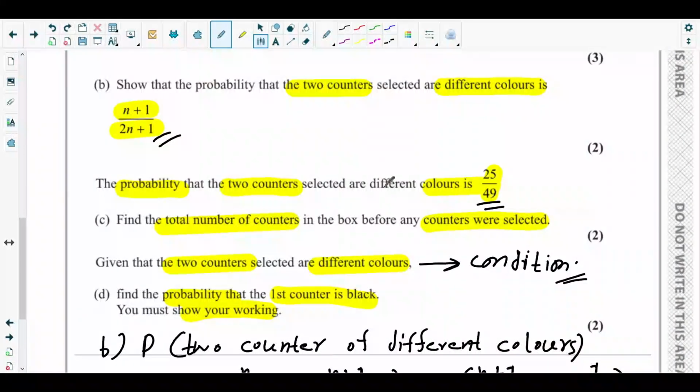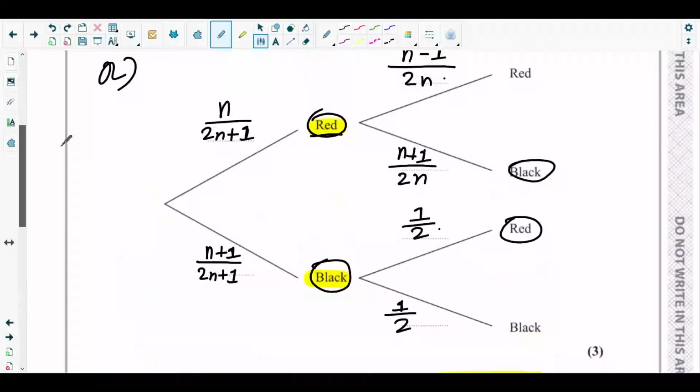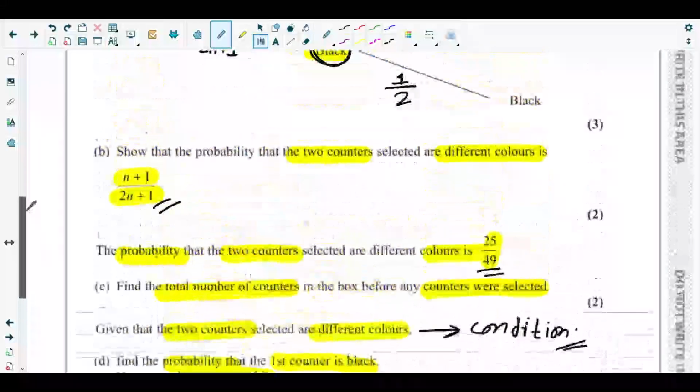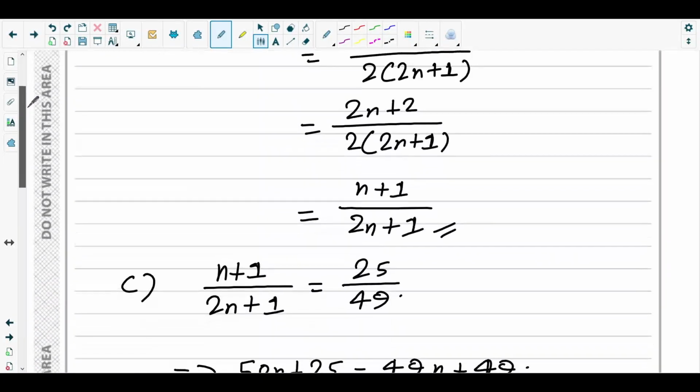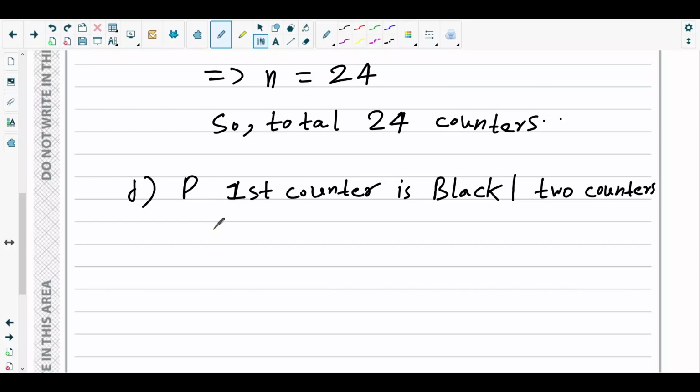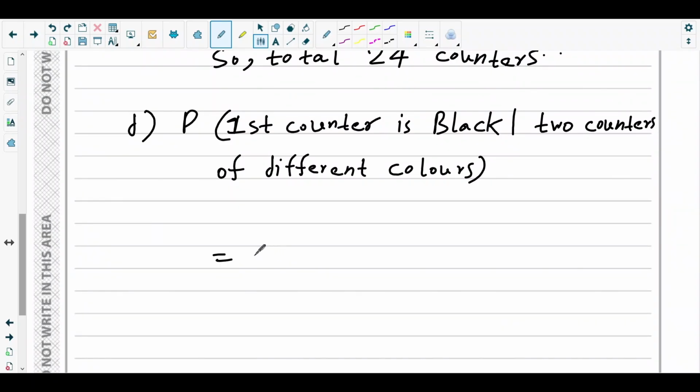Out of that, the first counter should be black. Out of that condition, the first counter is black. So this is black and red. Make sense? So let's find out the conditional probability for part D. Look, probability that the first counter is black, given two counters of different colors. So probability of two different colors, this is the condition, so that would be in the denominator.